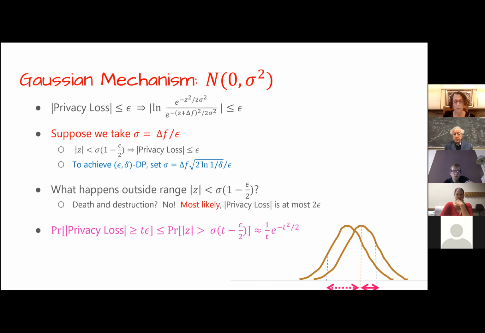Now, but what I want you to really take away from this is this statement, the purple statement. When we're using Gaussian noise, the probability that we are T epsilon privacy loss is dropping off as exponential in minus T squared.